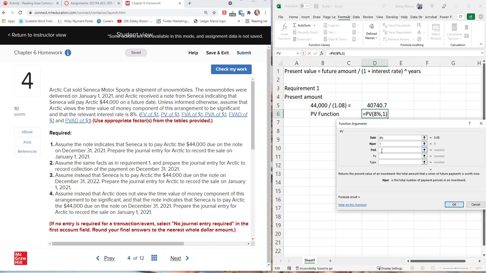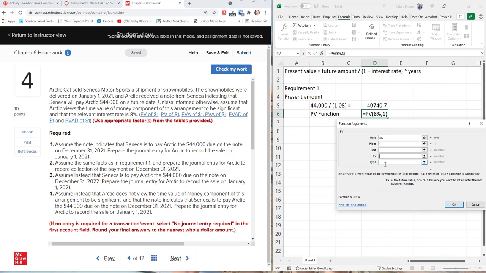And I'm going to skip over the PMT, because the PMT assumes that you're getting the payment each period. What I'm going to do is skip over to the future value. I will explain this when we get into the computer lab next week.